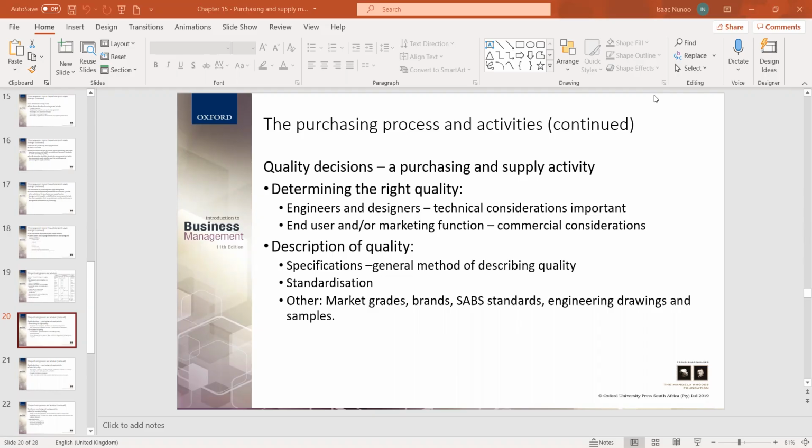Even if it is cooking oil, we have different types. We have olive oil, we have other types. You must make sure that you have technical people who understand the differences between these before you purchase. And in terms of the end user, the marketing function, or the person that you are selling to, we also have to consider whether the quantity of the goods that you are producing is going to satisfy the need.